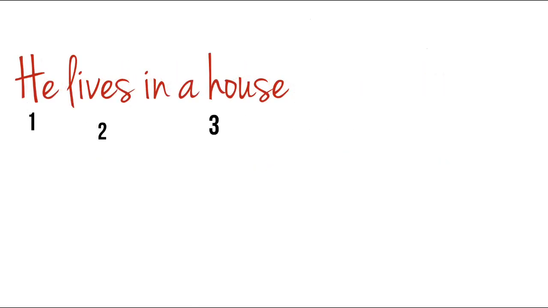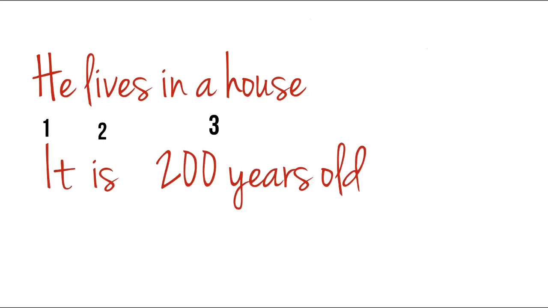So, he lives in the house. We see the same 1, 2, 3 structure. Number 1, he. Number 2, lives. Number 3, in the house. And the second sentence, it is 200 years old. Number 1, it. Number 2, is. And number 3, 200 years old. And let's put these two sentences together.